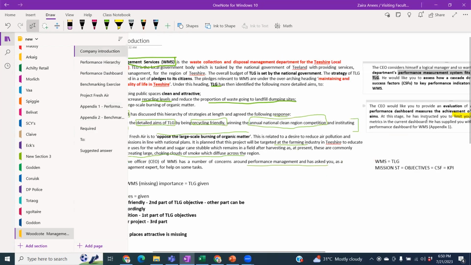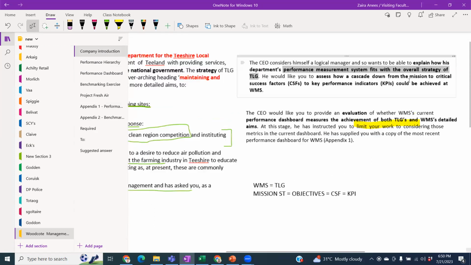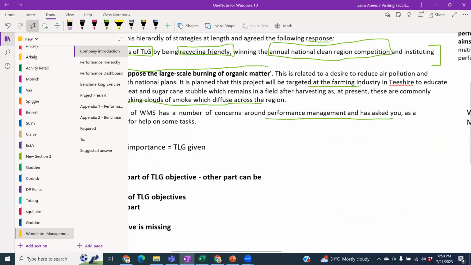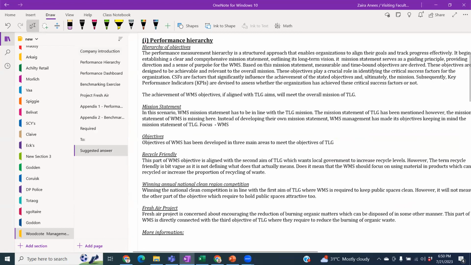So this is basically something which we have addressed. Explain how his department's performance measurement system fits with the overall strategy of TLG. This is something we did. He would like you to assess how cascading down from mission statement to CSF could be achieved at WMS. So we have identified this part as well here. Yes, this first paragraph. Right? Okay, one minute, I want to read that.